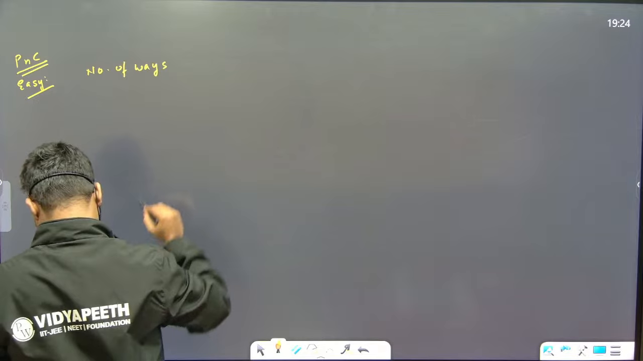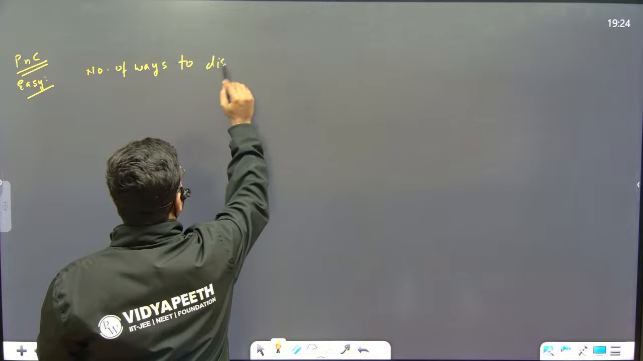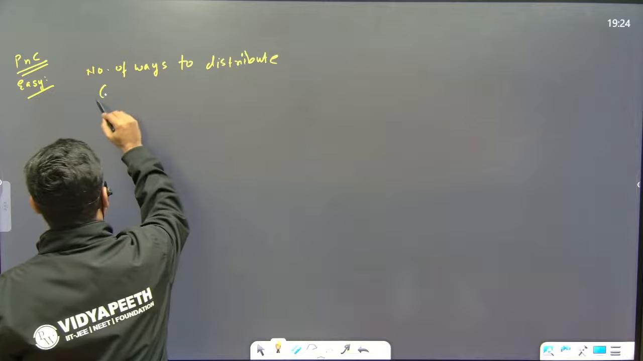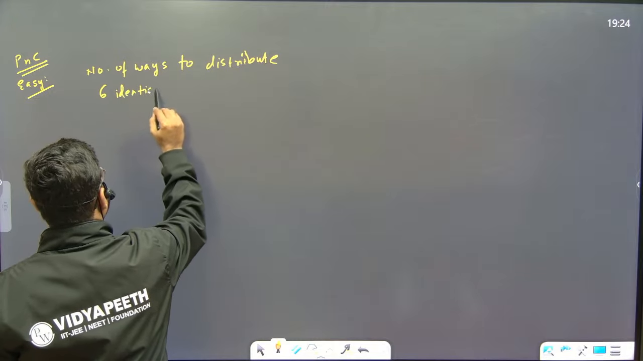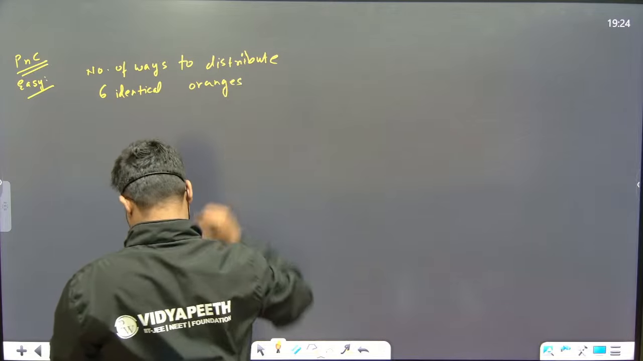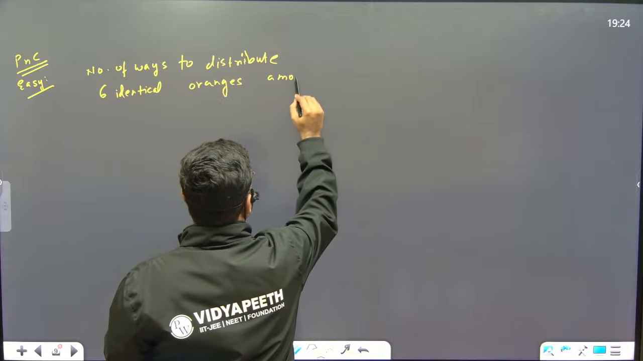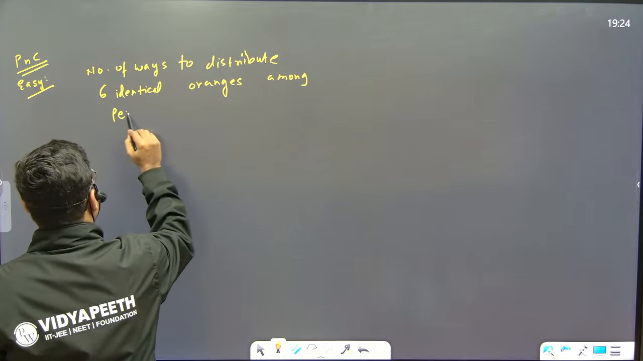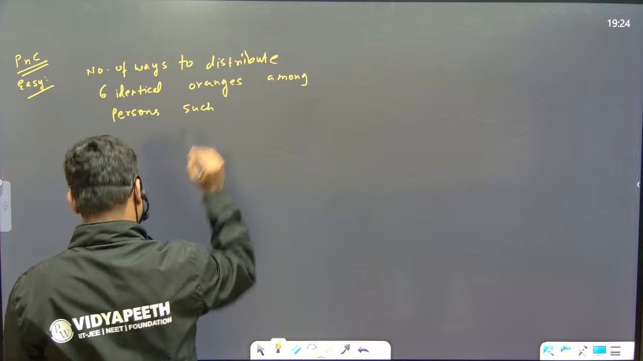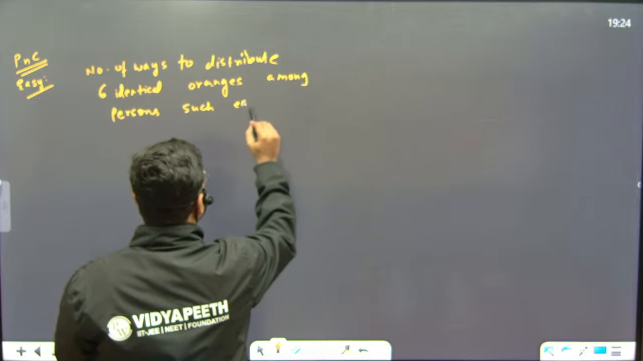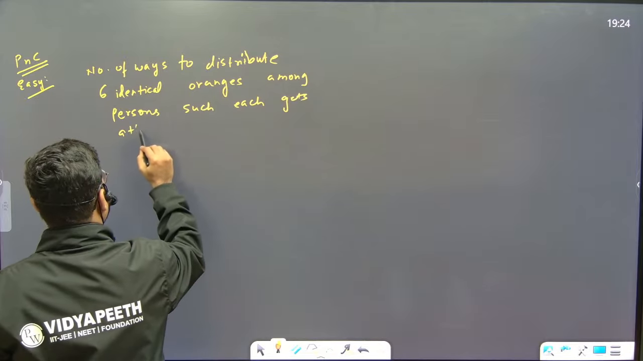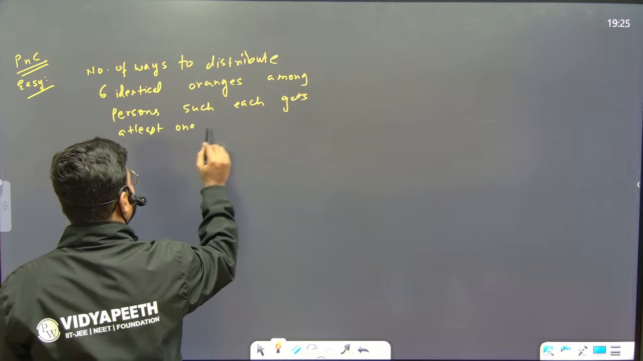Number of ways to distribute 6 identical oranges among 4 persons such that each gets at least one orange. At least one orange.